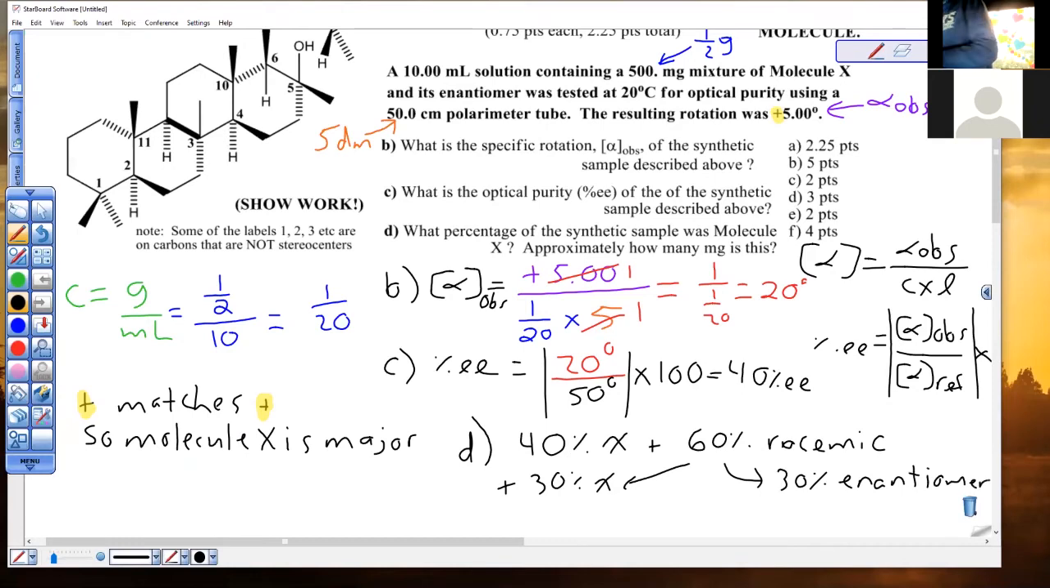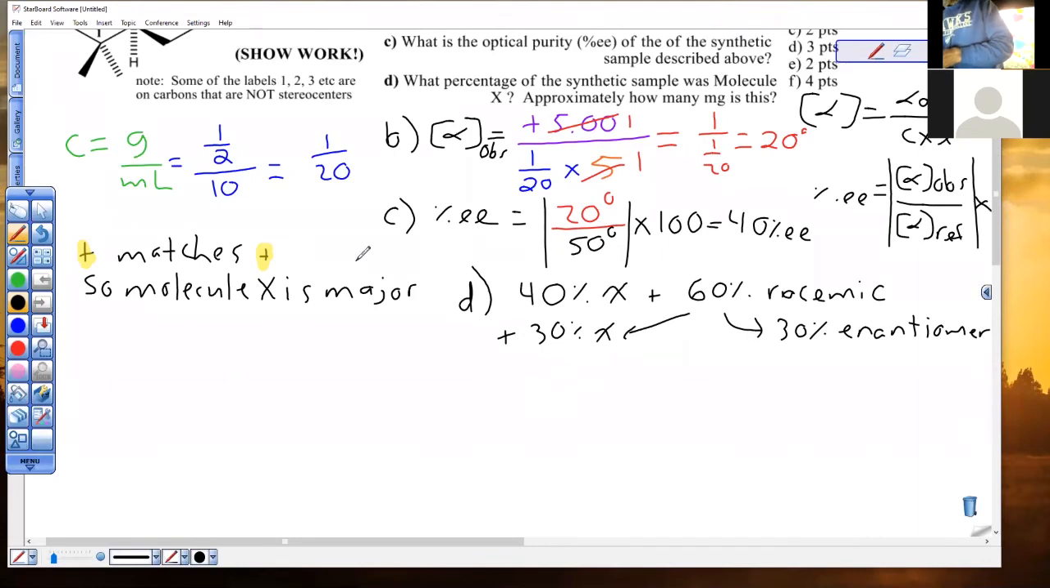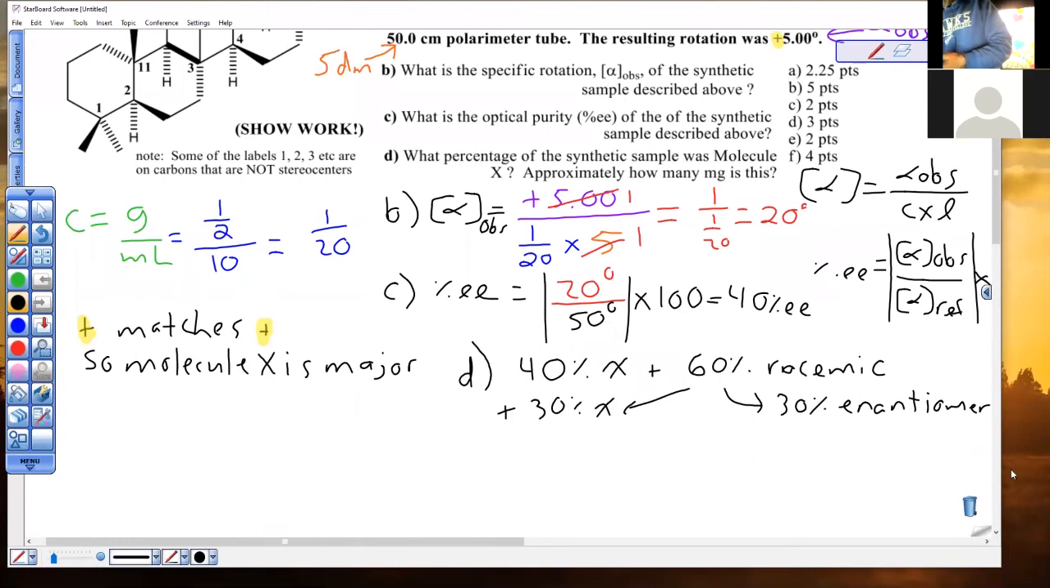And before I move on, I hope I didn't lose anybody. Where'd the 60 come from? Well, you've got to have 100%. The total's 100. We calculated 40% was the excess. The other 60% is the part that doesn't rotate light. It's the racemic part. So we only care about X in this question. In fact, it will be the only way I ever ask this question, about the molecule in the picture. So here we go. I don't care about the 30% enantiomer anymore.